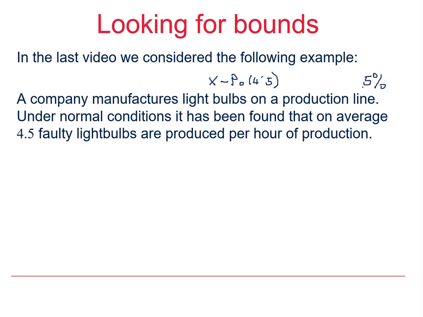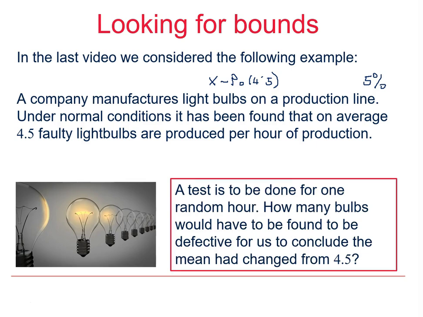So for consistency we'll still use a 5% significance level, and we looked at an observed value of faulty light bulbs in an hour and came to a decision about whether to accept or reject the null hypothesis lambda equals 4.5. In this video we're looking at a different approach where, rather than having an observed value and using that as a test statistic, we're going to be deciding at the beginning what extreme small or large values we need to observe in an hour for us to conclude that the mean has changed.